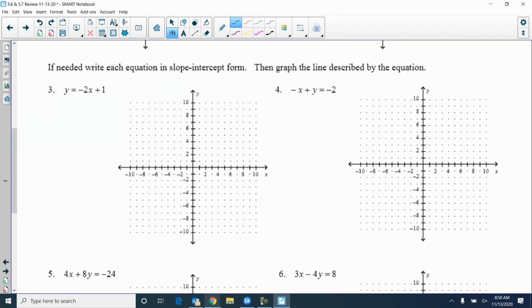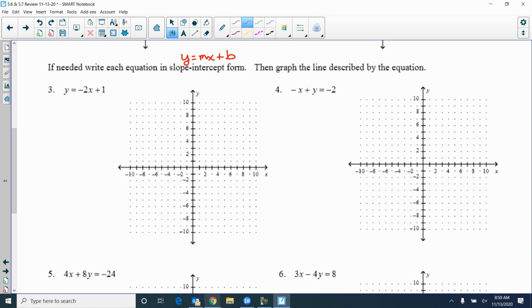It said, if needed, read your directions every time. Sometimes you kind of forget those. If needed, write each equation in slope-intercept form. What is slope-intercept form? Joe, do you remember? No, slope-intercept form is y equals mx plus b. Number 3 is in slope-intercept form. You wouldn't have to do anything, but number 4 is not.